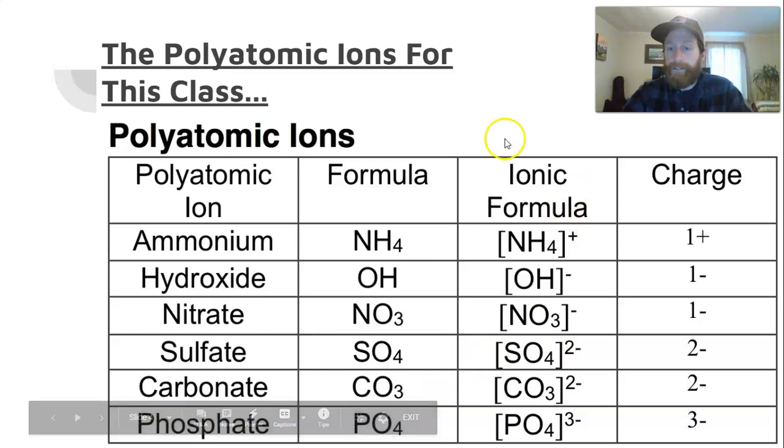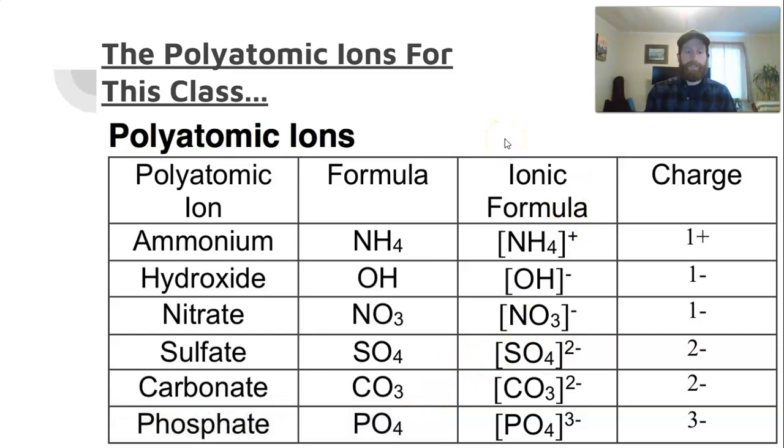For the sake of this class, I'm going to give you a pretty small, simple list of polyatomic ions that we're going to play with. Again, there's hundreds out there, but these are some of the big ones, the most popular. Ammonium is the only polyatomic cation that we'll deal with. It's got the formula NH4 and has a +1 charge.